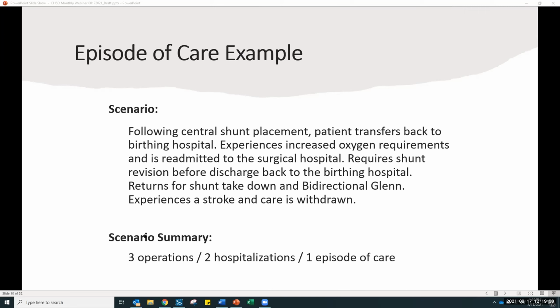Both hospitals will have their own index operation, and therefore this patient, it's the one scenario in the STS database where a patient can die twice, right? They'll be reported as a death in the original birthing hospital and would be reported as a death in my hospital as well. We would both have the same database discharge date and mortality date. Does that answer your question?